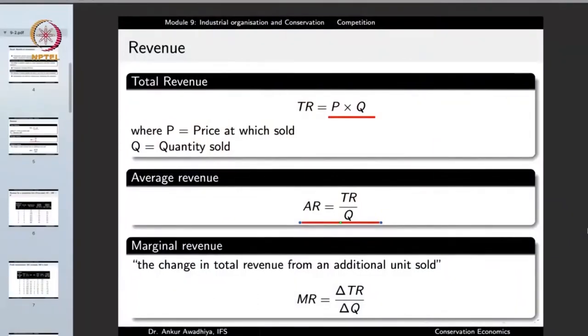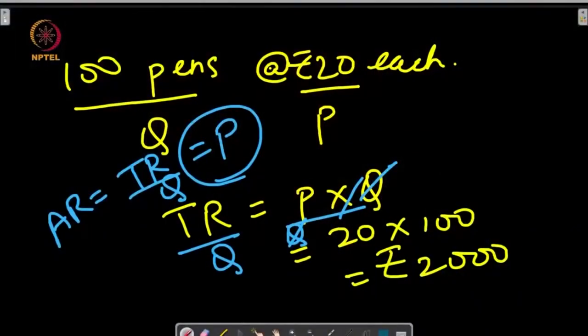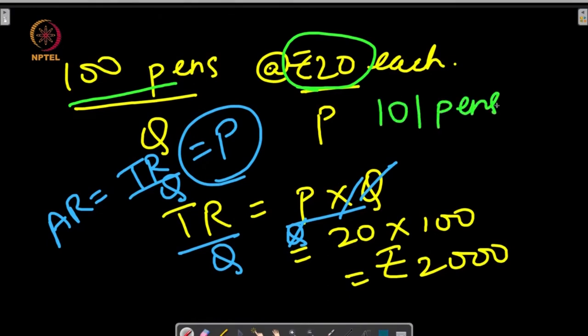Then we also have marginal revenue, the change in the total revenue from an additional unit sold. In this case, the question being asked is that the seller is selling 100 pens at 20 rupees each. Now, if the seller, in place of selling 100 pens, is now selling 101 pens, and suppose the 101st pen is sold at 21 rupees.